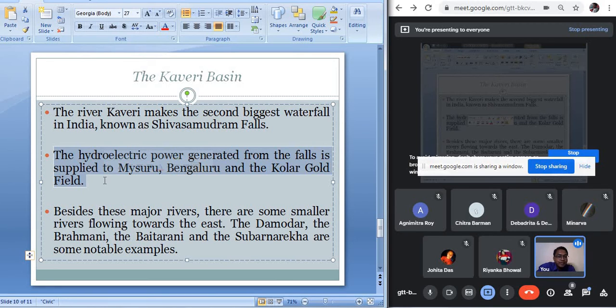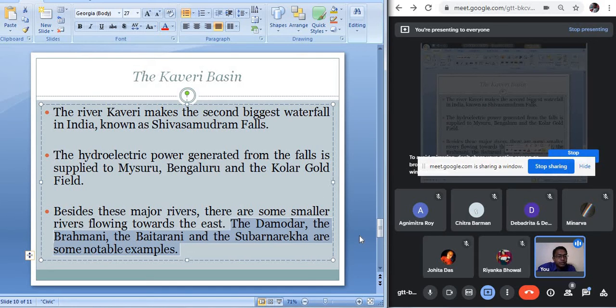So these are the four major rivers of the Peninsular Plateau region. But apart from these four rivers, there are also other important east flowing peninsular rivers. Some small rivers originate from the Peninsular Plateau and drain their water in the Bay of Bengal, and some of them join the river Ganga, such as the Damodar, the Brahmani, the Baitarani and the Subarna Rekha. These are other examples of east flowing peninsular rivers.